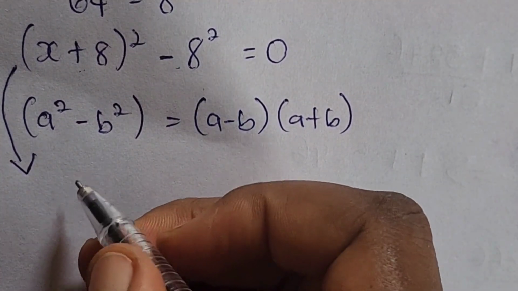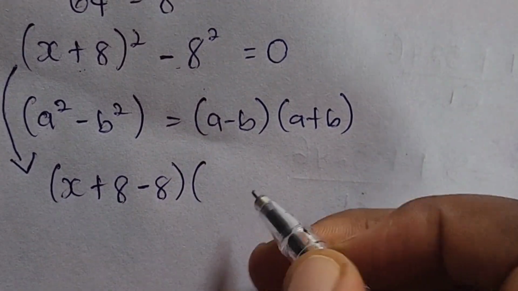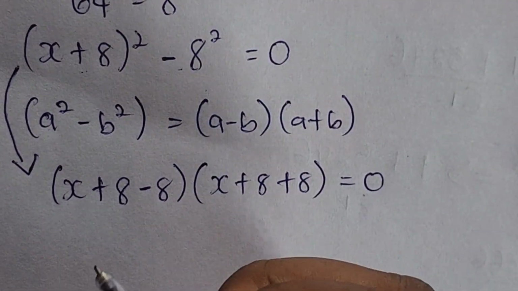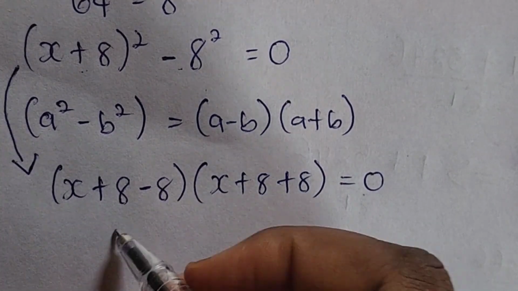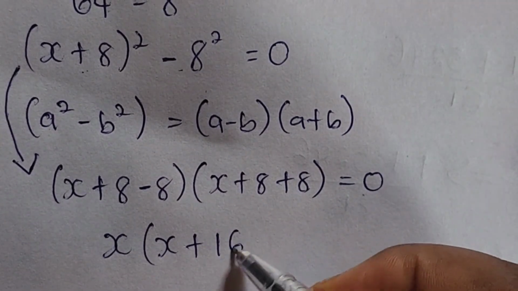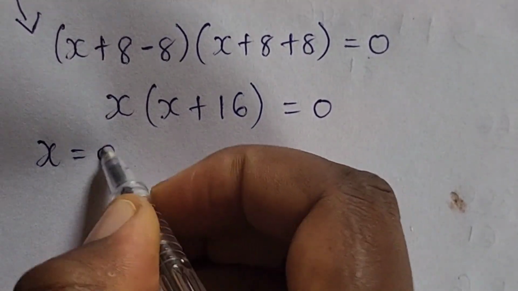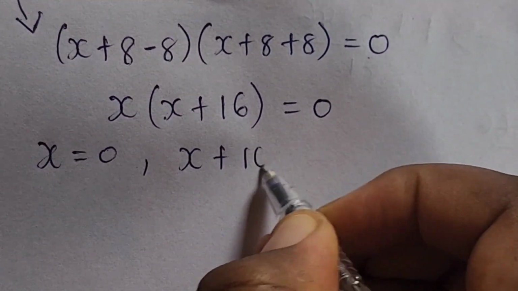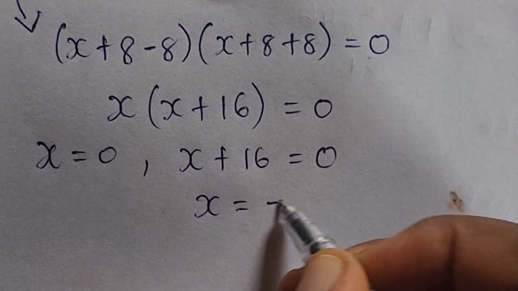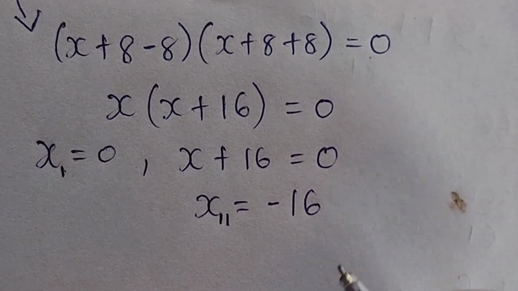This equation becomes (x + 8 − 8)(x + 8 + 8) equal to 0. So resolving this, 8 minus 8 is 0. We have x left. We have x plus 8 plus 8, which is 16, equal to 0. So this simply means that our x is equal to 0 and our x + 16 is equal to 0. So from here we have that x is equal to −16. So we have the first value of x and we have the second value of x.